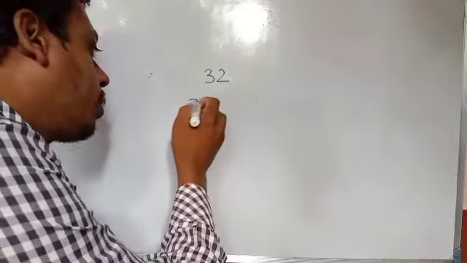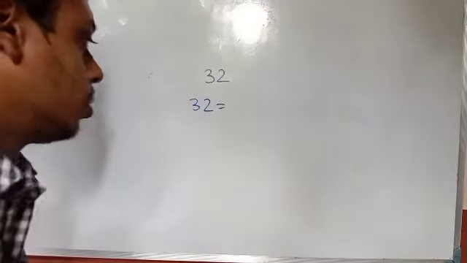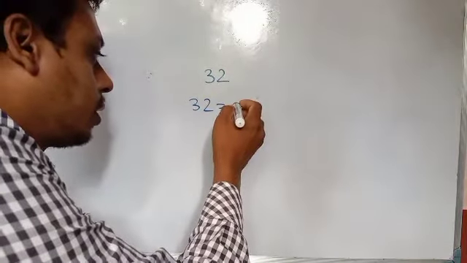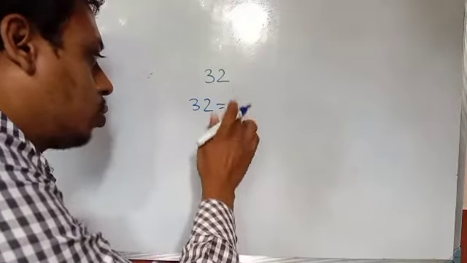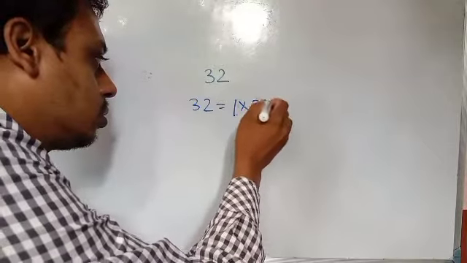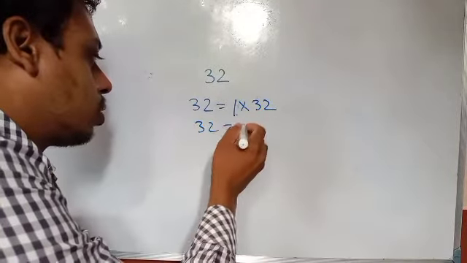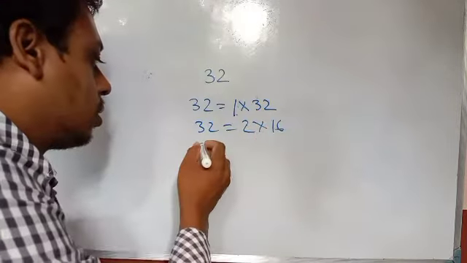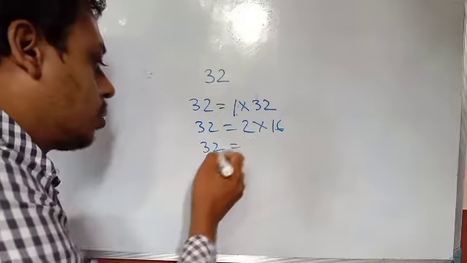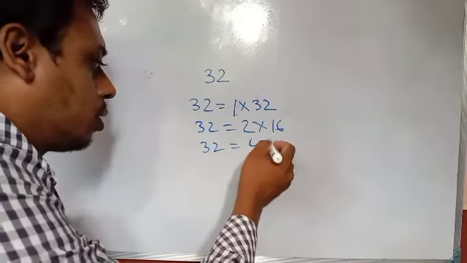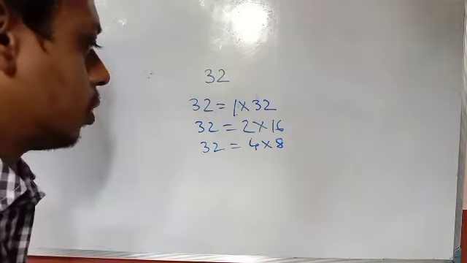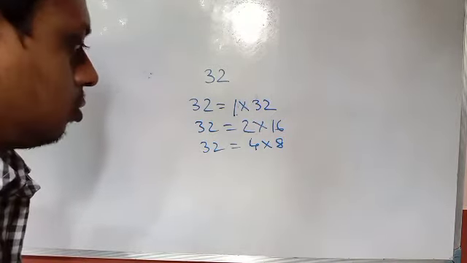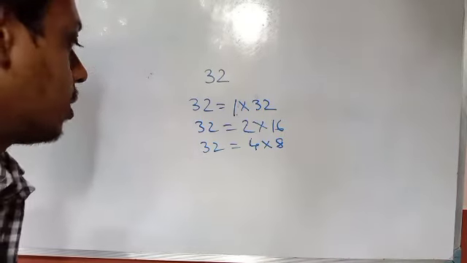Now 32, how can you write 32 in the form of a product of two numbers? You can write 1 into 32. If you divide 32 by 2, you will get 16. 32 by 3 you cannot divide. 4 into 8 is 32. Any other way you can write? No, any other way you cannot write.